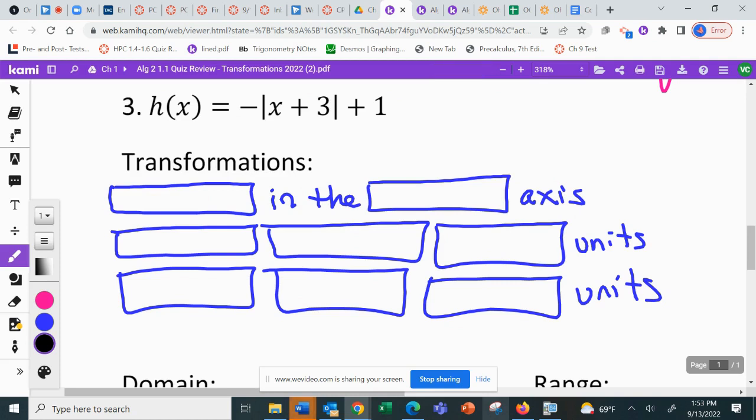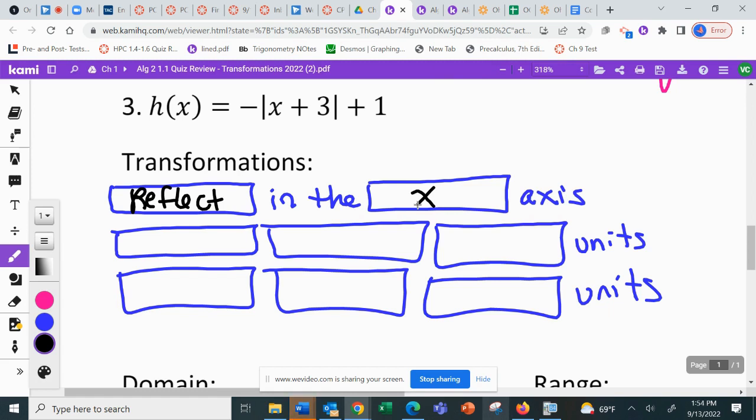We're going left to right. What is the first thing that I come to that's a transformation? The negative sign. Do you know what that does for a transformation? So the first word is going to be reflect. In the blank axis, Will, what should I fill in there? Yeah. You guys, we've only talked about reflect in the x-axis so far, so there aren't going to be other ones on the quiz. Not yet. Then we come to +3.